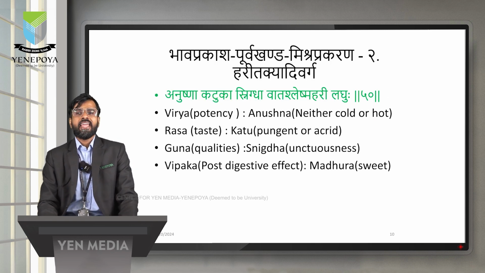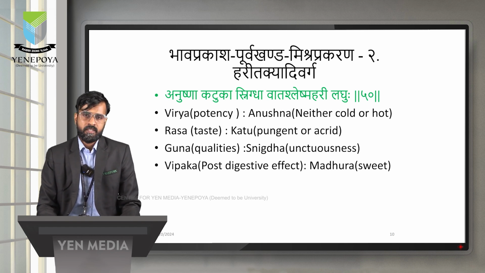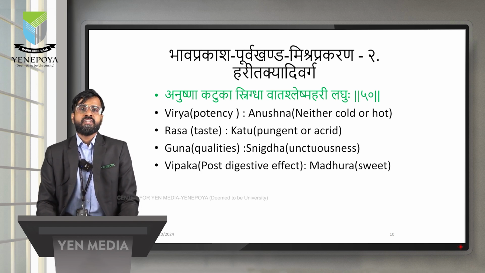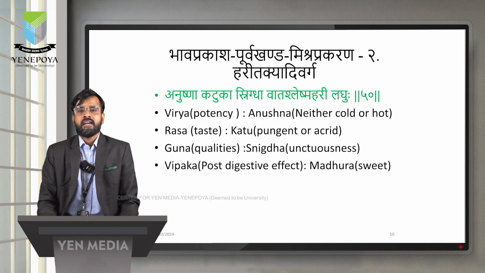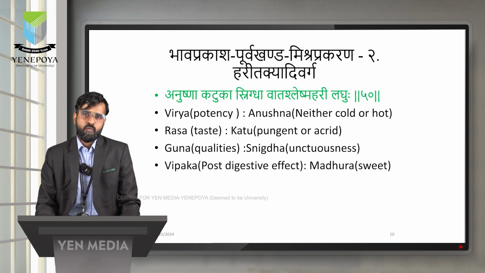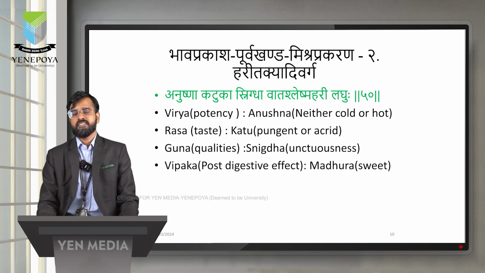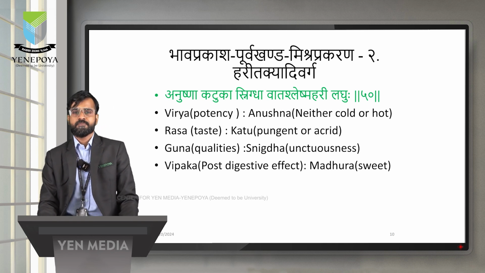Coming to the classical explanation, I am taking the reference of Bhavaprakasha Nighantu here. If you see the Bhavaprakasha Nighantu, Haritakyadi Varga, here you will get the idea about the Rasa Panchaka, the detailed description of the Pippali. Anushna Katuka Snigdha Vata Shleshma Hari Laghu. This is the idea which is given by Bhavaprakasha in Bhavaprakasha Nighantu Haritakyadi Varga.